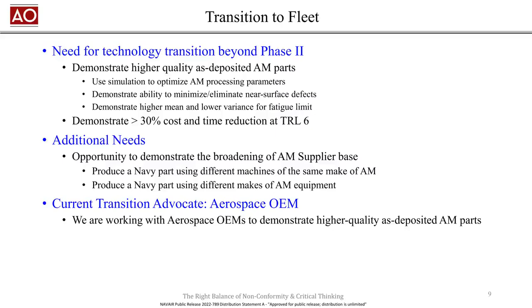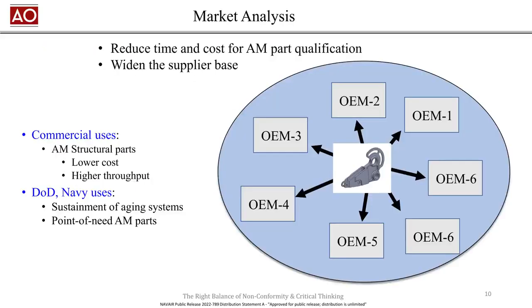We provide ways to minimize or even eliminate at-surface and near-surface defects, allowing hot isostatic pressing to heal all defects. The process parameters can be leveraged to produce one part on different machines. The process parameters can also be leveraged to produce parts of various different geometries. We are currently working with 2 aerospace organizations to demonstrate the reusability and repeatability of our scientific method. Analysis of opportunity: our objective is to reduce time and cost for AM part qualification and widen the supplier base.